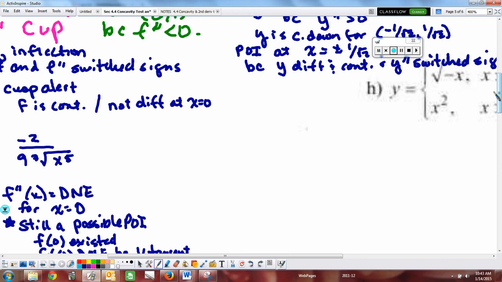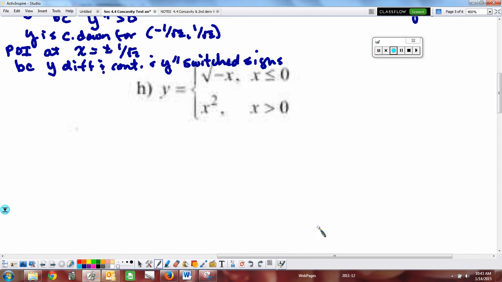Alright, and we have one more problem to do, H, in this example, a piecewise, because of course we have to look at a piecewise function. So now let's think about this function. We see that it's defined everywhere, and this is okay to have this square root here because when x is negative, a negative times a negative is positive, it will be defined. So our domain is negative infinity to infinity.